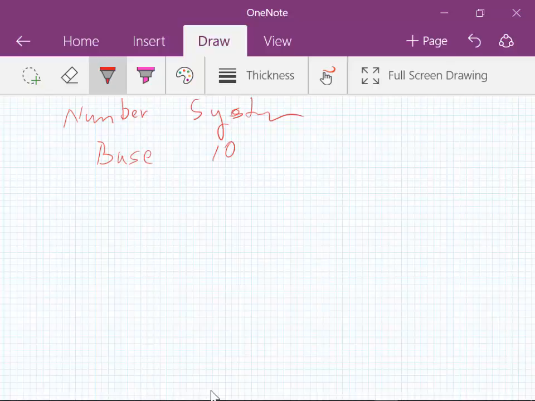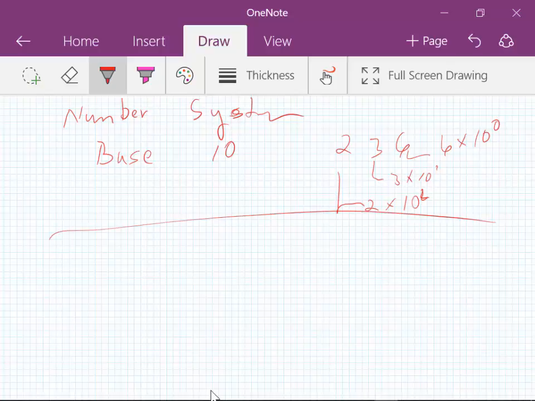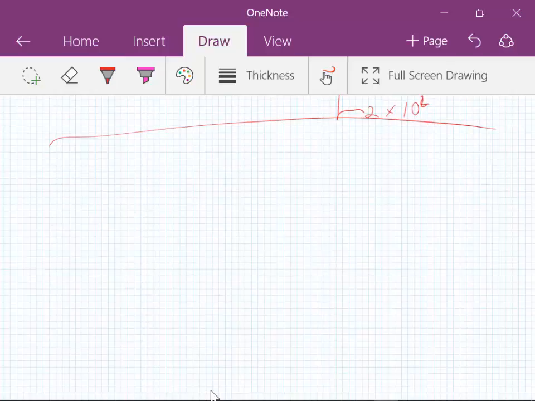And base 10 works when the number 2, 3, 6. This is 2 times 10 squared. This is 3 times 10 to the first power, and this is 6 times 10 to the 0 power, right? That's how any numbering system works. So if I want to convert from any other numbering system, I can follow the same approach.